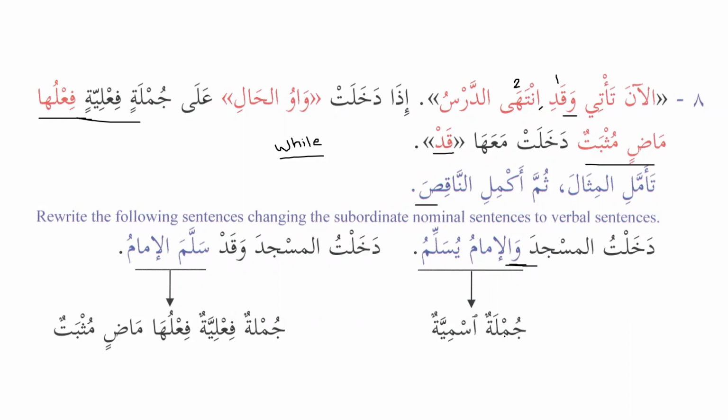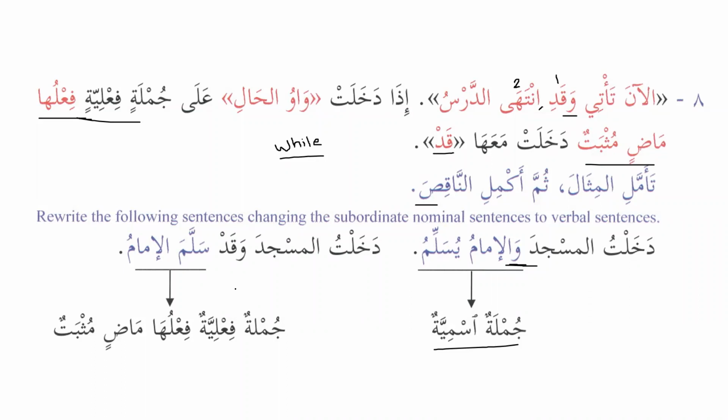And now we can see over here that this is jumlatun ismiyatun, a nominal sentence. دخلت المسجد وقد سلم الإمام. I entered the masjid while the imam had already said at-taslim. قد سلم الإمام, meaning the Imam had already said Assalamu alaikum wa rahmatullah. It's called taslim, right? So he had already said the taslim.